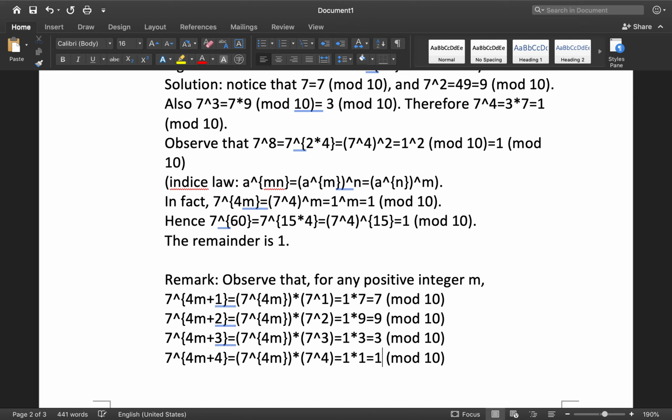So you got this. It's like a pattern: 7, 9, 3, 1, and then if you do another power, you get 7, 9, 3, 1 again. So you just repeat the same pattern again and again. So now the key for the problem is whether you can find the pattern or not. If you can find the pattern, then you solve the problem.